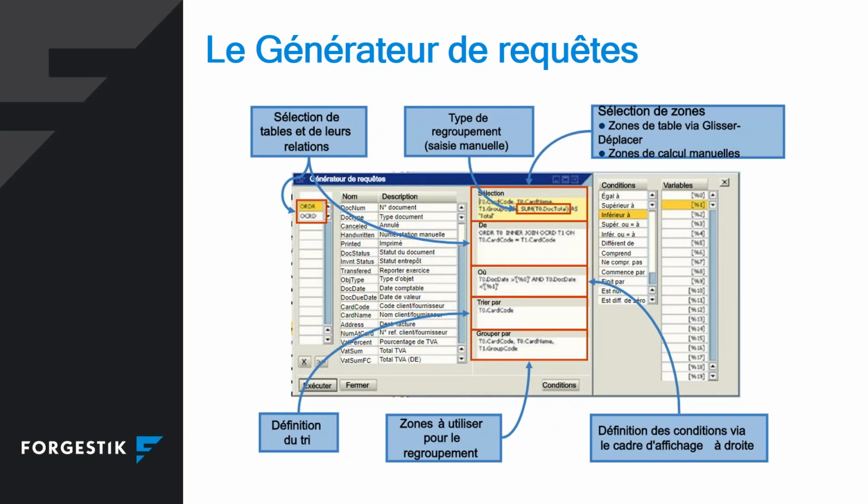And then finally, the description. So for the first one, we see that the SAP field name is docnum, and the description is "numéro de document." This is in French. If you're in English, it would just say document number. Then to the right of that, we have our 5 rectangles.